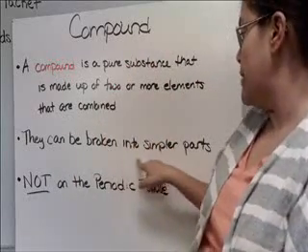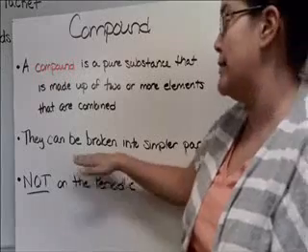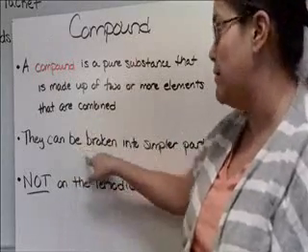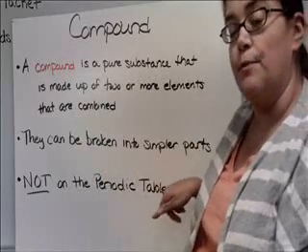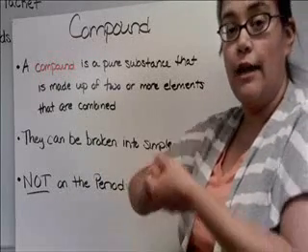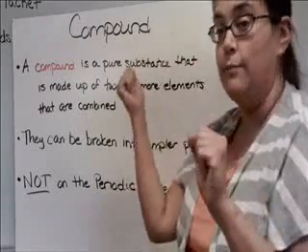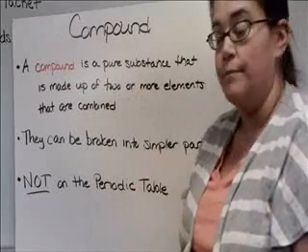They can be broken into simpler parts, so this is unlike an element. Remember, elements cannot be broken down. Compounds can be broken into simpler parts, but it can be difficult. They are joined together tightly, and sometimes it's hard to break the elements, atoms, apart from each other.